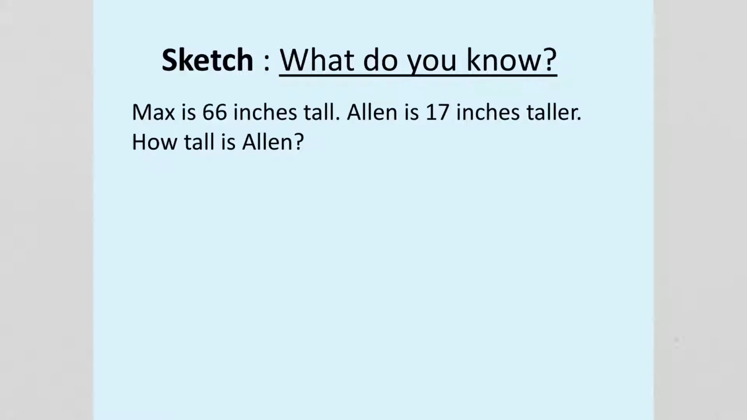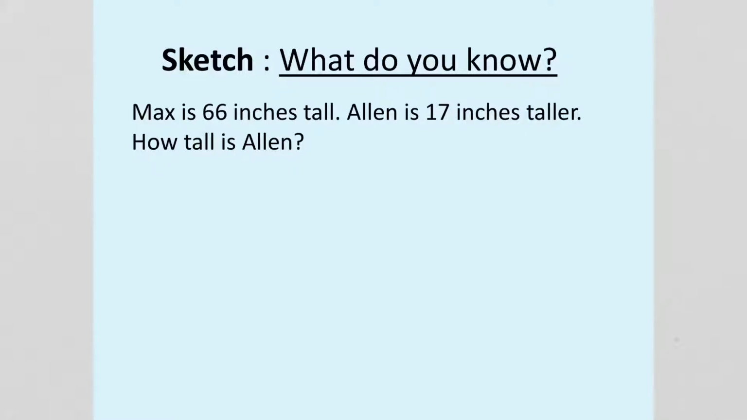I'm going to read the word problem. Max is 66 inches tall. Alan is 17 inches taller. How tall is Alan? So I always start with what I know without a doubt. What we know without a doubt is Max's height or Alan's height. You're right. We know without a doubt Max's height.